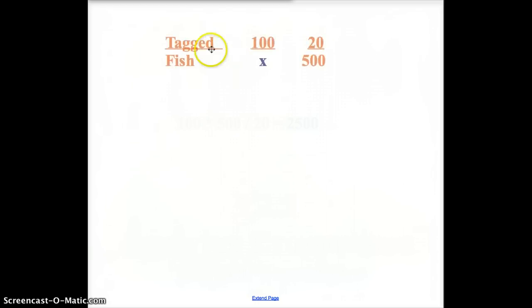So now we've got to set that up, and let's look at what that would look like. We've got tagged fish. The very first time, we pulled out 100 fish, and we tagged all 100 of them. So we know 100 fish in that lake are tagged. We don't know how many fish are in the lake, though. But the second time, we pulled out 500 fish. We do know how many fish we pulled out. We pulled out 500, and when we pulled out those 500 fish, 20 of those fish had a tag on them.